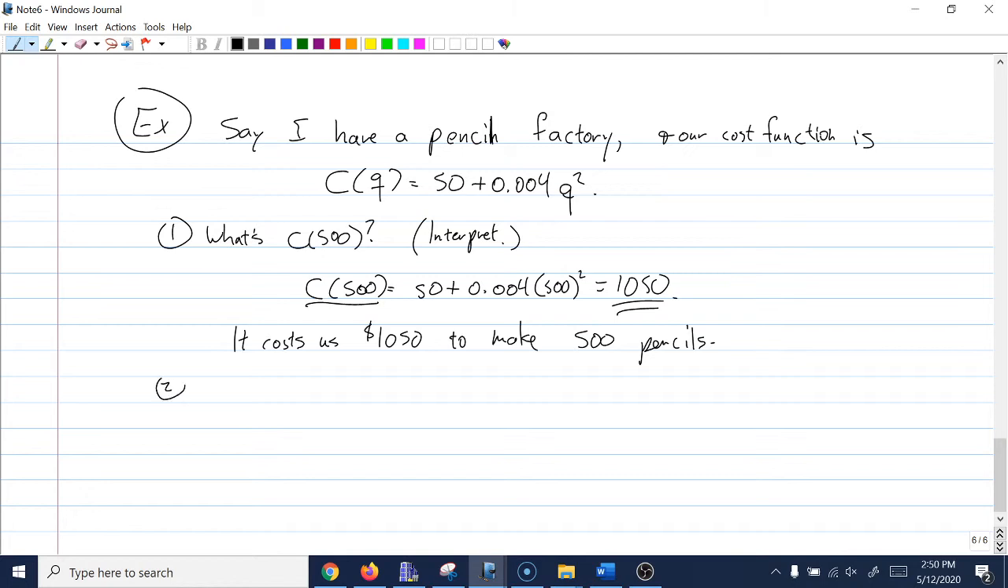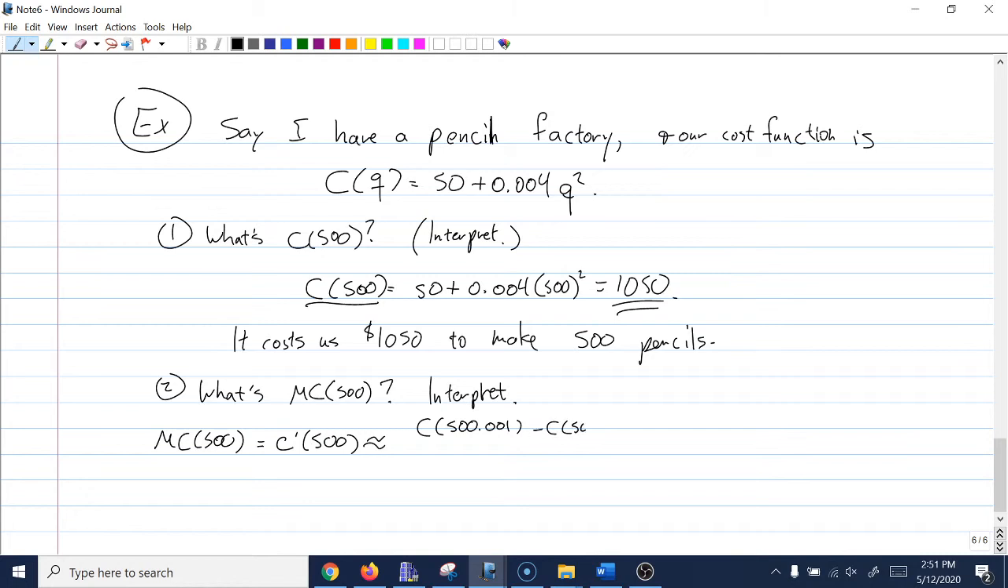2. What's MC of 500? Interpret. MC means derivative of. So I'm looking for C prime of 500. And I know how to approximate a derivative. I need to pick a number very close to 500. I'll pick 500.001, minus C of 500, divided by 500.001 minus 500.